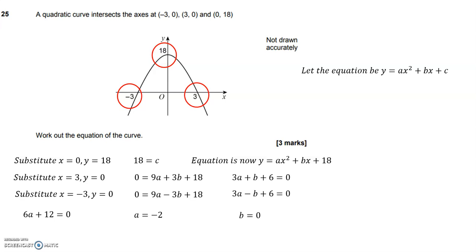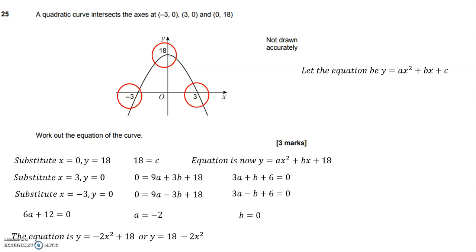Finally, we just work out what b is. So go back to one of the equations you've had earlier. Put a is -2 in, and you'll find that b is 0. So the final equation is that y equals -2x squared plus 18. And that's fine, you'll get full marks for that.